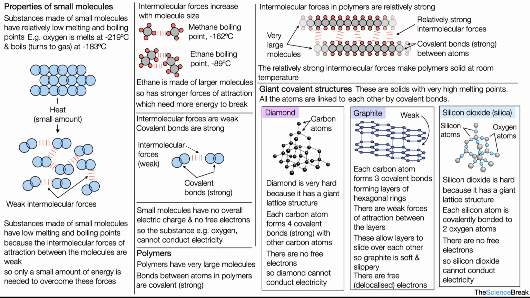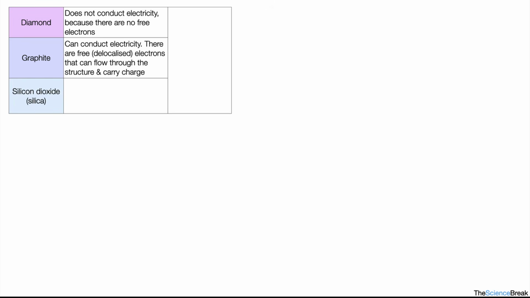I just want to add one more bit of information about those. We said diamond does not conduct electricity because there are no free electrons. Graphite can conduct electricity because there are free, or what we call delocalized, electrons that can flow through the structure and carry charge. Silicon dioxide does not conduct electricity because there are no free electrons, very similar to diamond, but also all 3 have high melting and boiling points because the atoms are joined by covalent bonds which are strong and require a lot of energy to break.